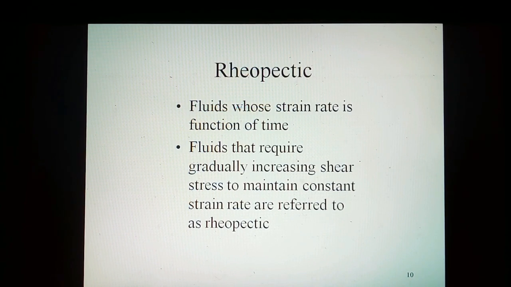Rheopectic. There are also fluids whose strain rate is a function of time. Fluids that require a gradually increasing shear stress to maintain a constant strain rate are referred to as rheopectic. An opposite case of this is a fluid that thins out with time and requires a decreasing stress to maintain a constant strain rate: thixotropic.